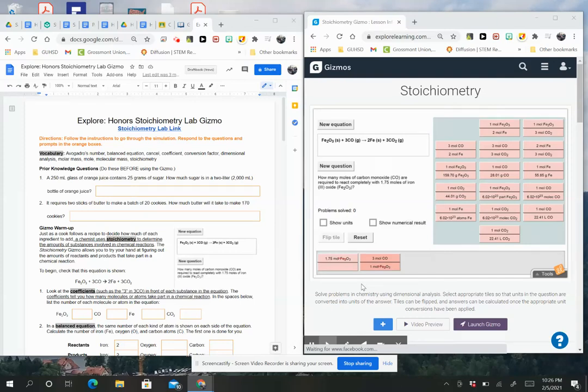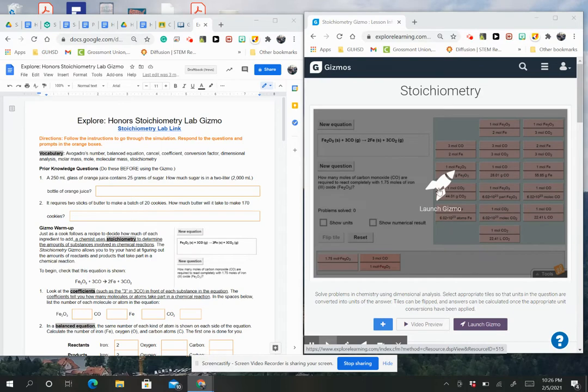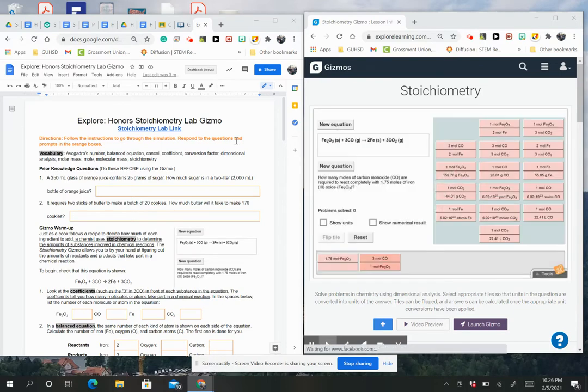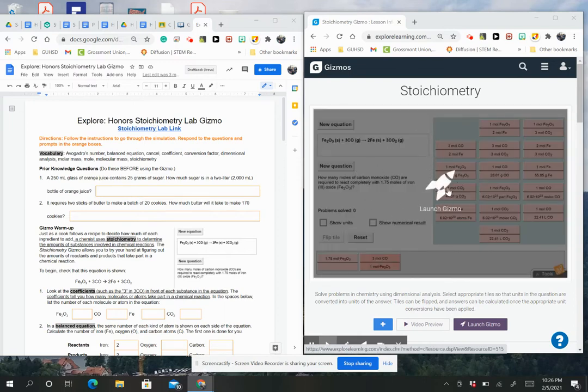Everyone, this is a quick tutorial on how to use the stoichiometry gizmo. So the first thing that you're going to do is click on this link right here, the stoichiometry lab link, and that's going to bring you to this right here. I recommend splitting your screen so that you can work from the gizmo and type in your answers on the screen at the same time. So you're going to launch your gizmo.